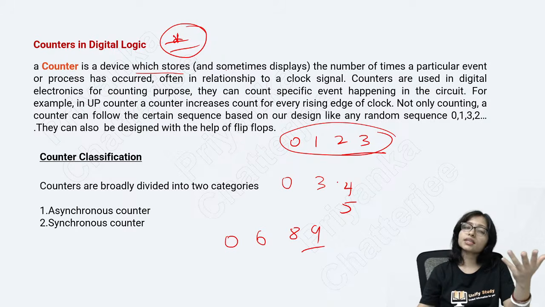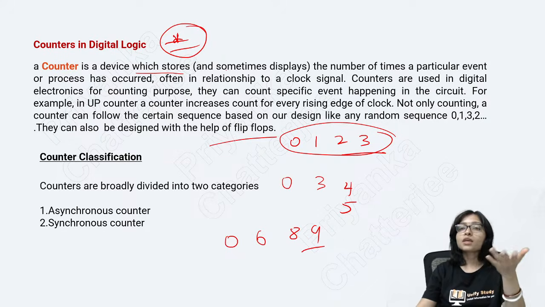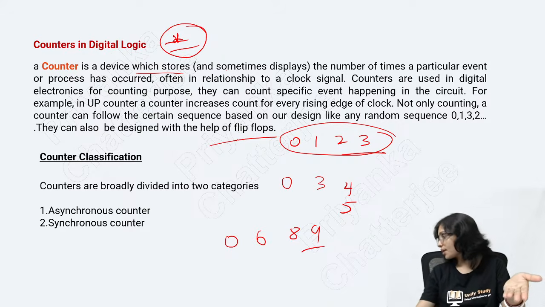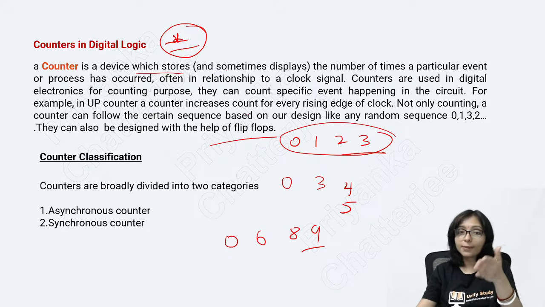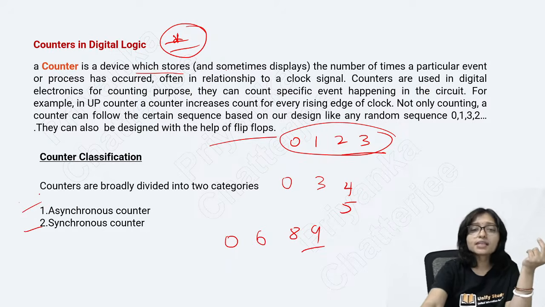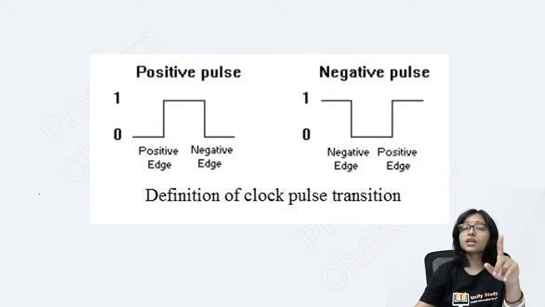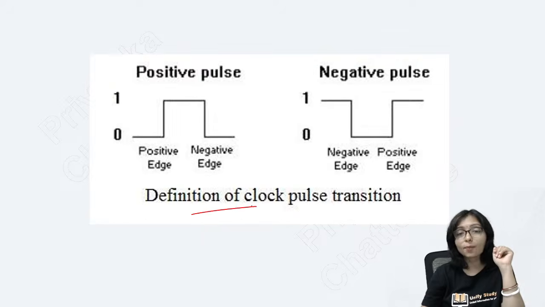Counter is actually a combination of some flip-flops. Whenever you are designing a counter, it will be a combination of flip-flops. There are two types of counter: synchronous counter and asynchronous counter. What is the difference? And counter always works with the clock pulse.